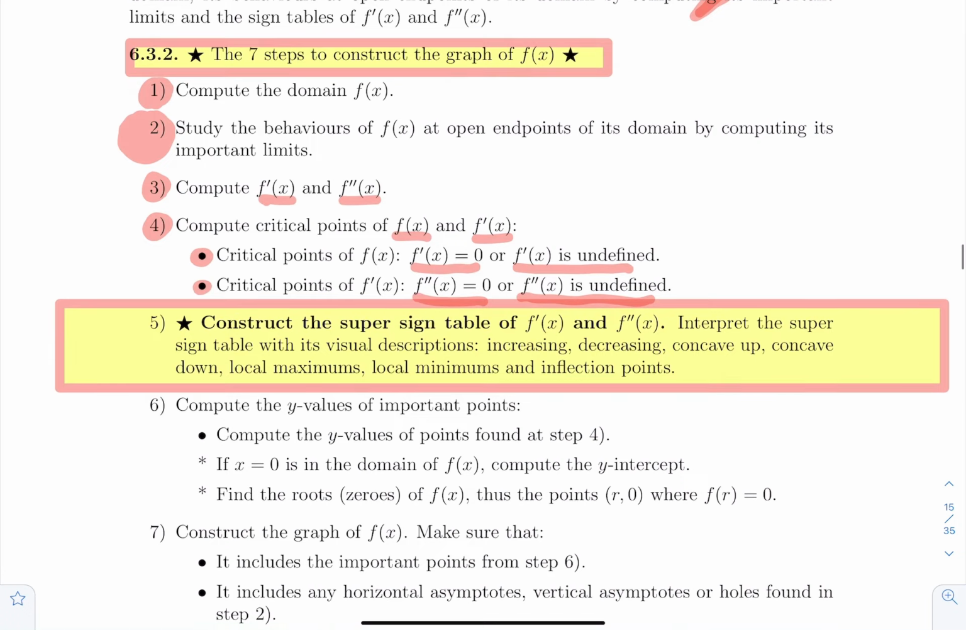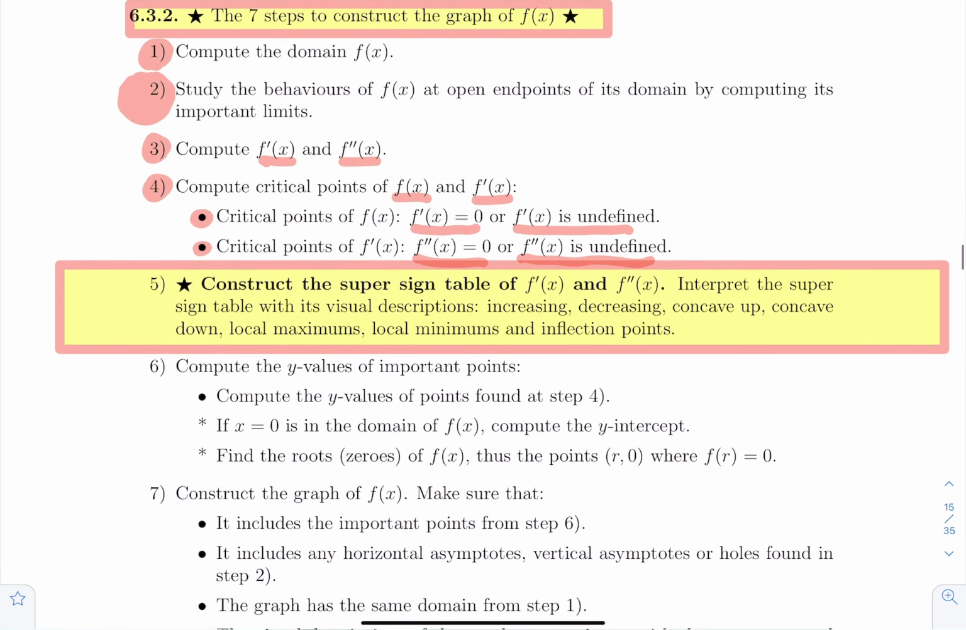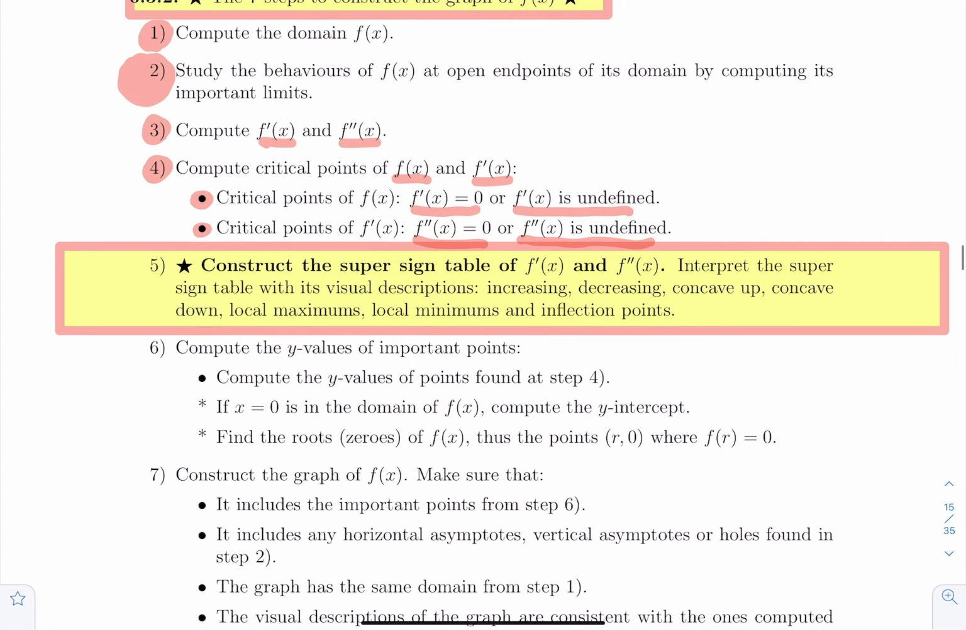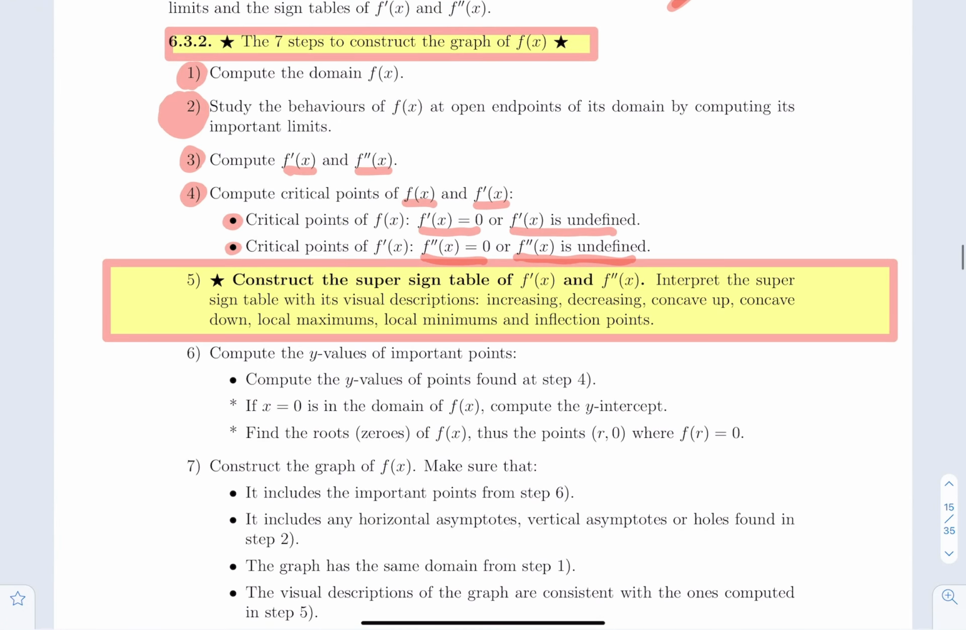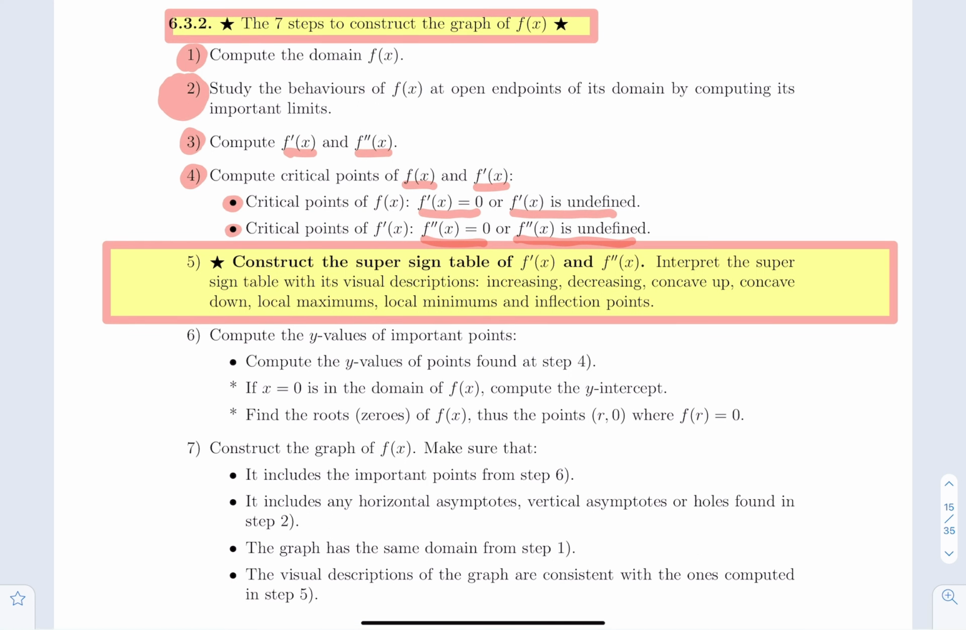So the visual interpretation of the super sign table is basically what we introduced in section 1 and section 2 of this chapter, the most important step of the construction. This is where you're using the theory, the connection between the sign table of f prime and the fact that a function is increasing and decreasing, or how to classify its critical points, and the sign table of f prime prime to get the concavity of f, and if there's any inflection point, this is where you're going to find it. So a very, very crucial step. There's a reason why there's a star there.